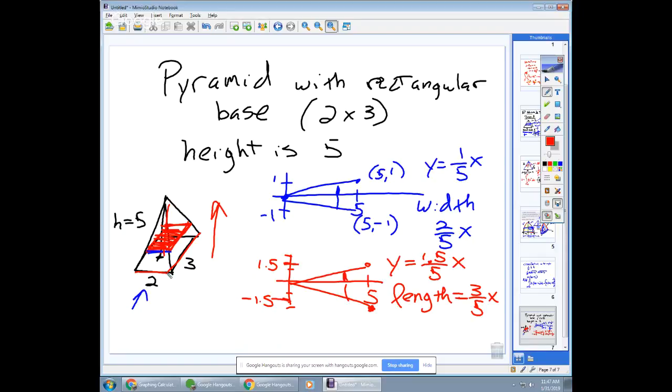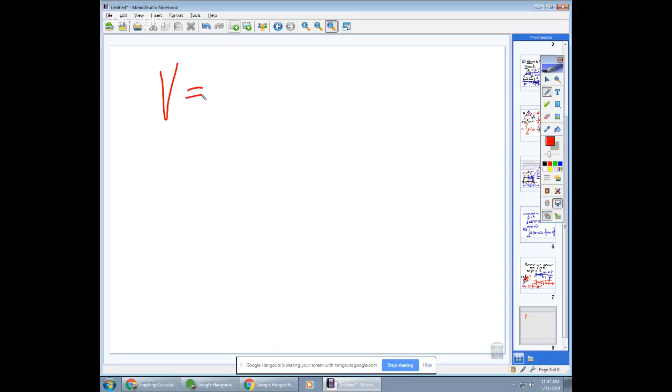So then this is a rectangle, right? So then the area of that rectangle, my cross-sectional area, is just the product of those two. So 2/5 x times 3/5 x, or 6/25 x squared. So then I want to add up all of those cross sections. What do I use to add up all those cross sections? The definite integral. So then my volume would be the integral from 0 to 5 of the height of that. What was it? 6/25 x squared dx. Yeah.